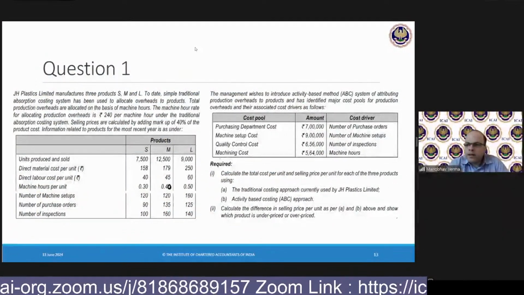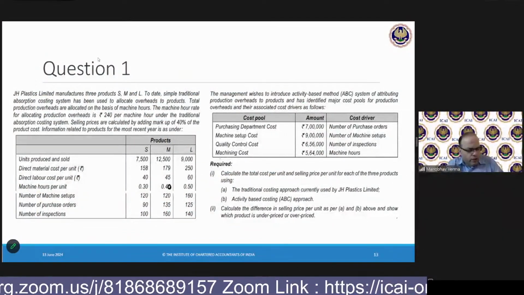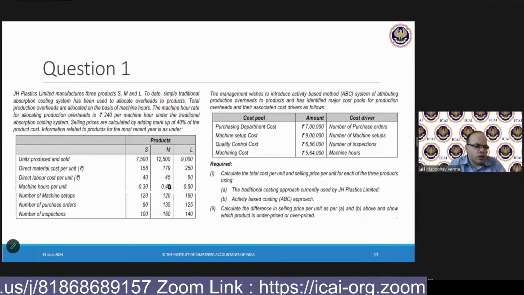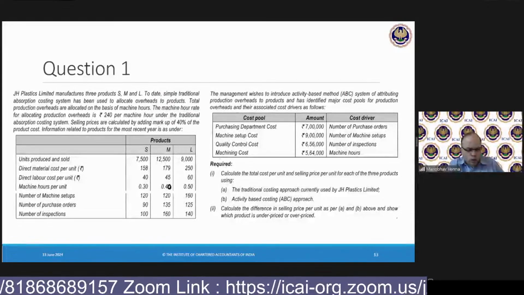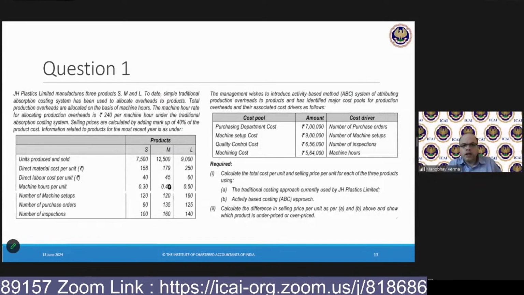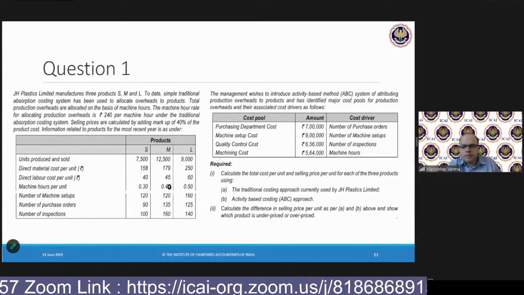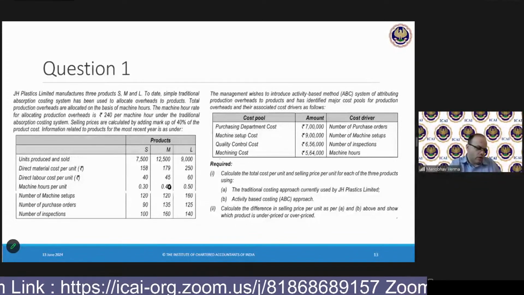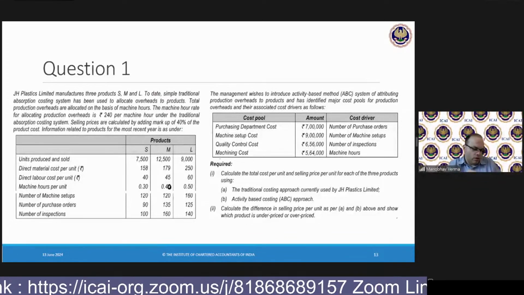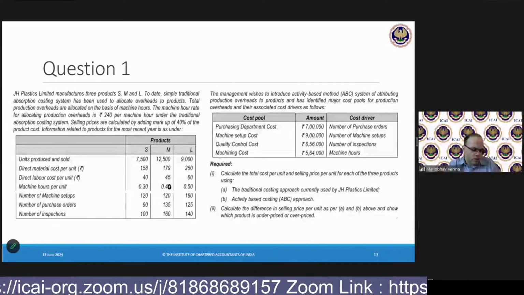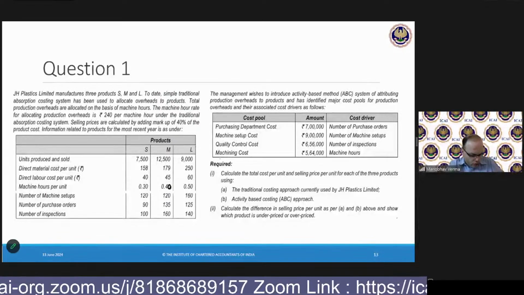Okay, folks, welcome back to the much deserving break. We now resume our session with some practice on activity-based costing here. Any questions till now, please let me know, friends.